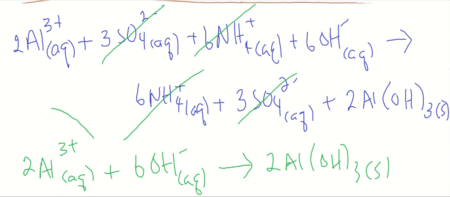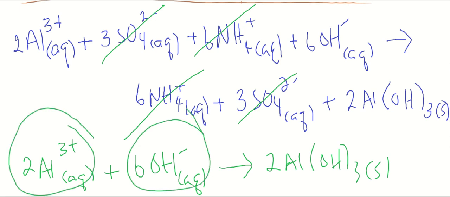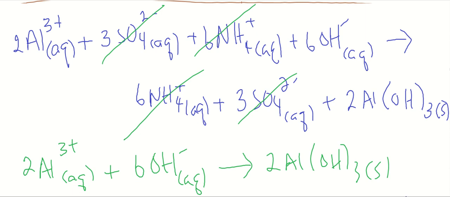Charges all balance out. We got 3 positive charges there canceling out the, 6 positive charges there canceling out the 6 negatives, and on the right side there is no charge. So the charges are balanced and the atoms are balanced as well. Come on, stop recording.